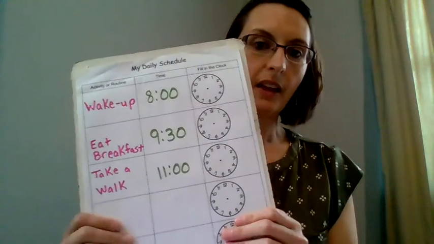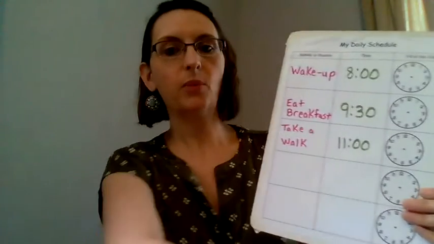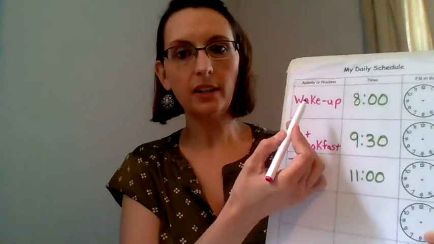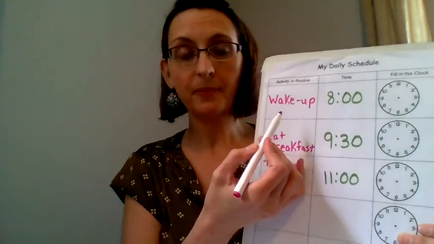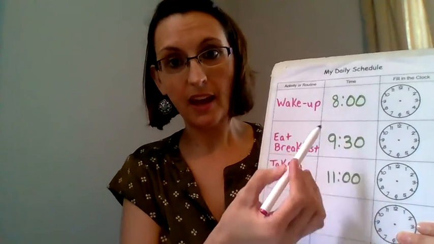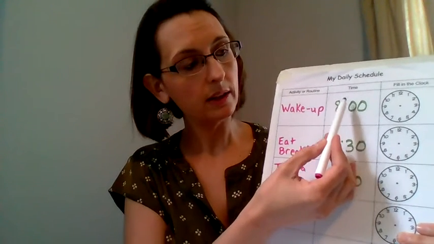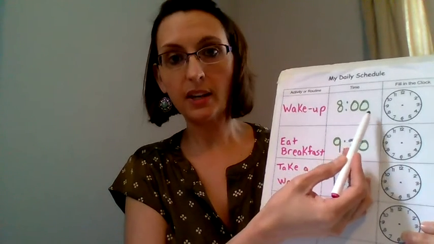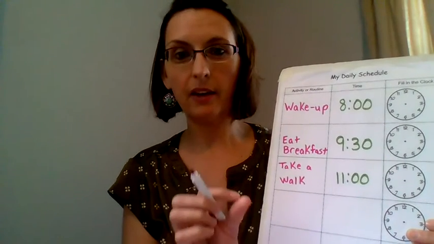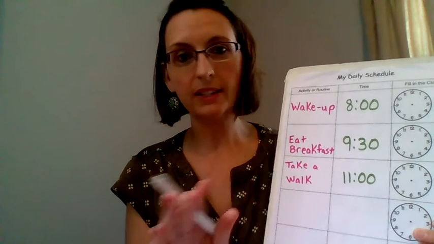Okay. I wrote down what I did this morning. So this morning, I woke up at 8 o'clock. And this is how we write 8 o'clock. So when it's o'clock, we put the hour and then we put the zeros because it's the beginning of the hour. No minutes have passed yet.